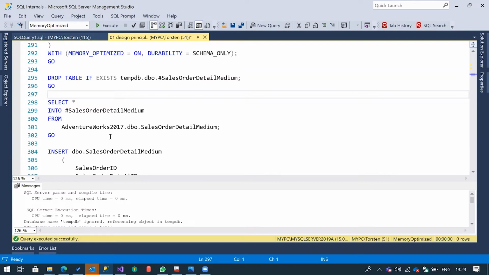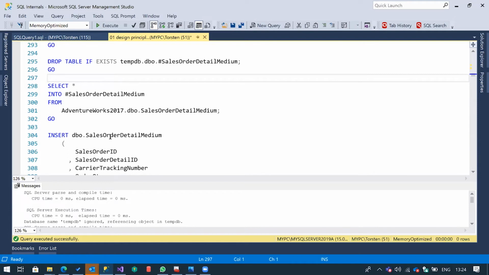So now let's think about the following. I want to get data from my AdventureWorks 2017 database into my memory optimized database. How can I do it? There is no cross-database access. There is nothing like select all from AdventureWorks 2017, insert into memory optimized database. This will not work. The only database you can use to exchange data between two databases when you use in-memory OLTP is the tempdb.